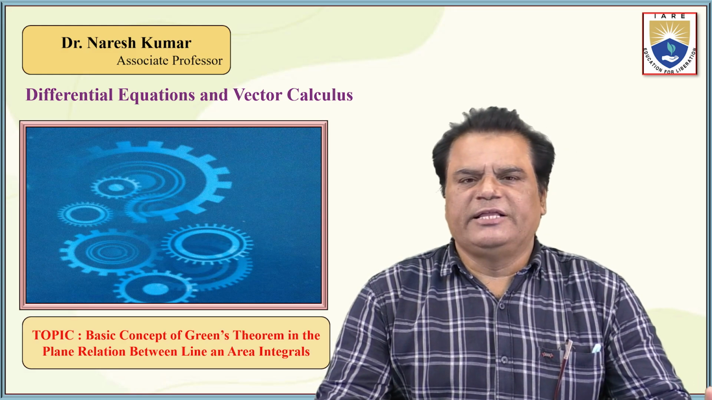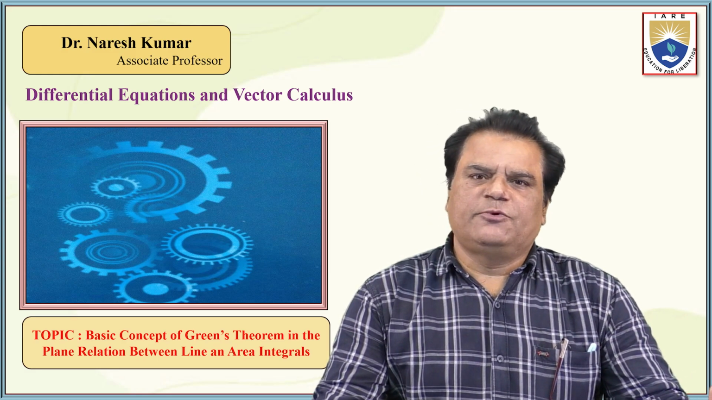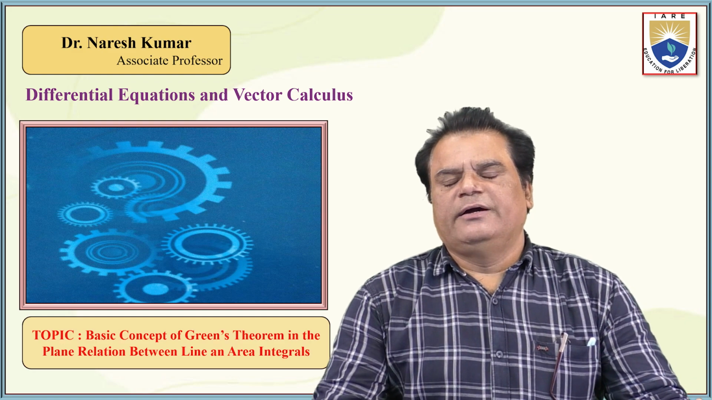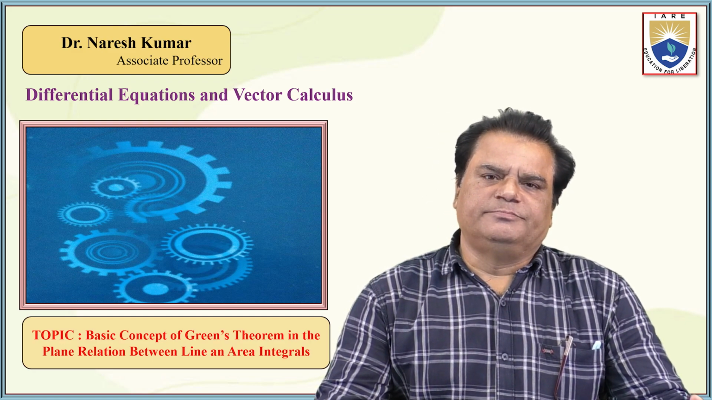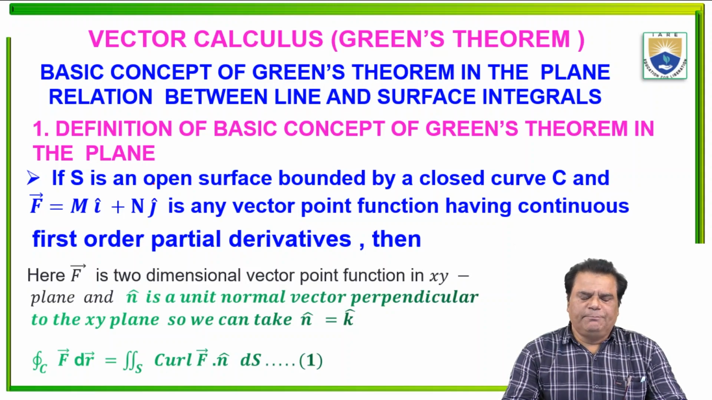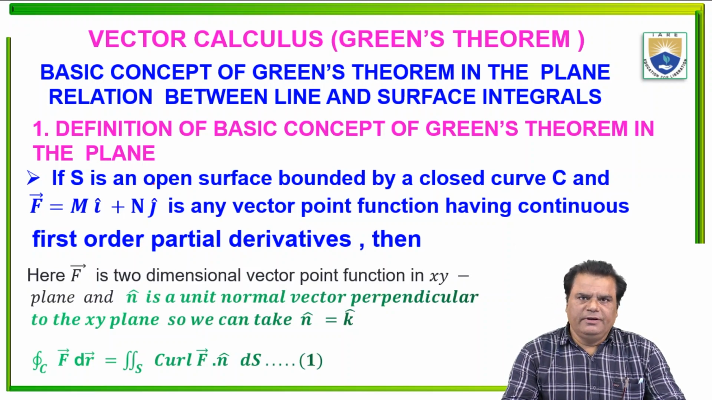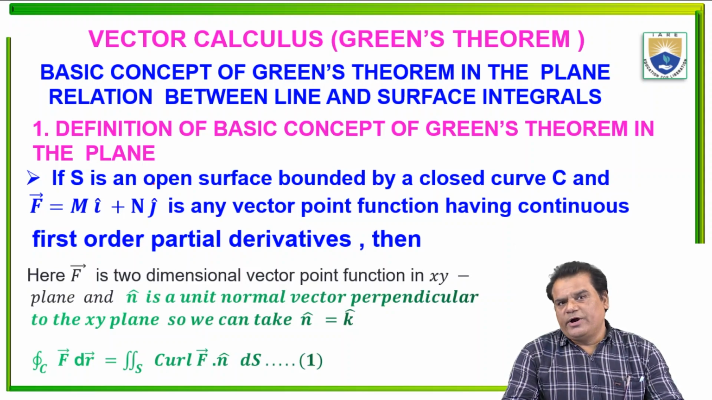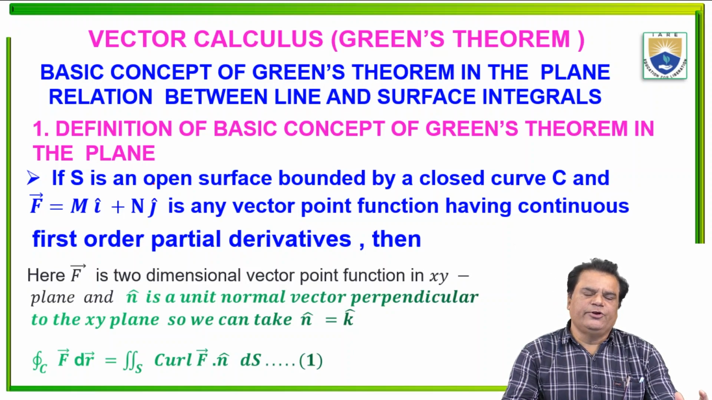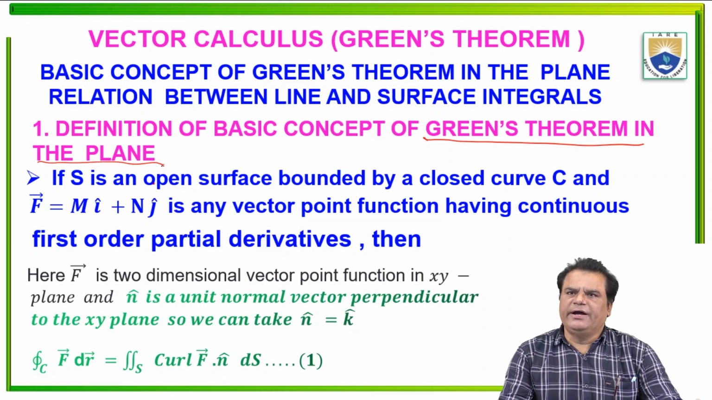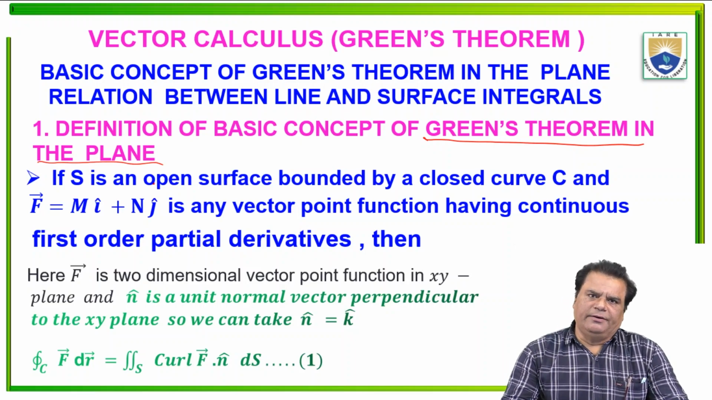Green is the name of the mathematician who gave the concept of line integral equal to area integral. And this formula is very useful to solve problems. So the basic concept of Green Theorem in the plane is given: a plane is given, and a relation between line and surface integral. So the first point is the definition of Green Theorem in the plane. What is Green Theorem in the plane? I want to discuss and define it.